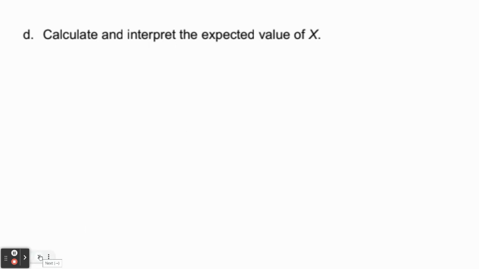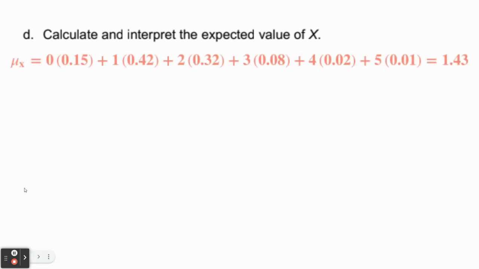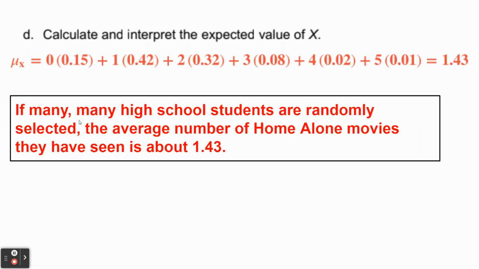So we got the expected value. We add up all of the values of x times their probabilities to get the sum of that. We find it's 1.43. What does that mean? If many, many high school students, because we are taking data from high school students, are randomly selected, the average number of Home Alone movies they have seen is about 1.43.